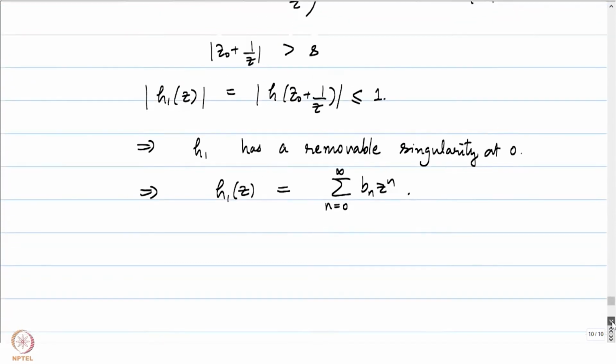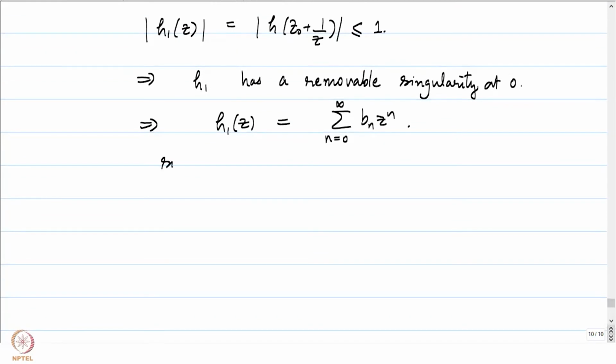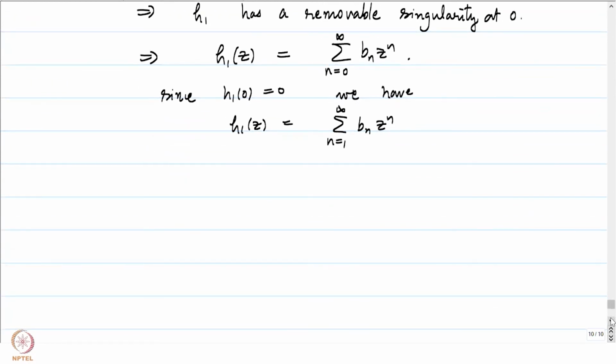So what do we have? We have in fact ensured that since h1 of 0 is going to be equal to 0, it is a removable singularity, and the limit is going to be 0. We have b0 is 0, h1 of z hence is going to be equal to summation n is equal to 1 to infinity b n z to the power n. This is precisely what our power series expansion of h1 around 0 is going to be.